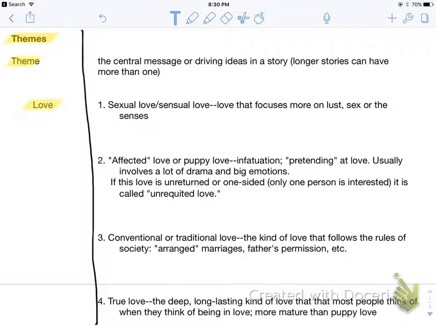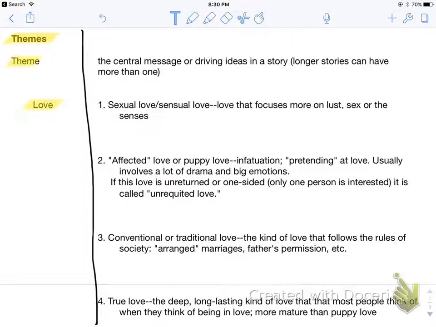I'm going to have you write 4 different kinds of love, and I just want you to leave a little space because we're going to put some examples in there once we actually start discussing this. So the first one, the first kind of love, is sexual love or sensual love. So this is love that focuses more on lust or sex or the senses. When I talk about senses, I mean the love might focus on how the person looks or how they smell or how their skin feels, anything that has to do with the senses.